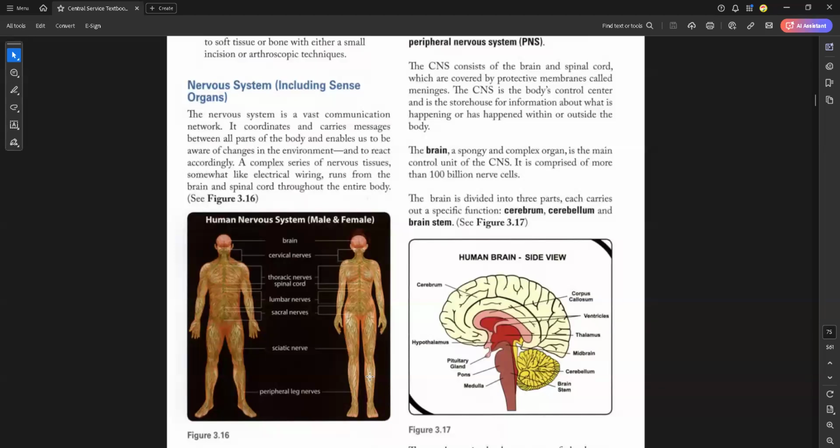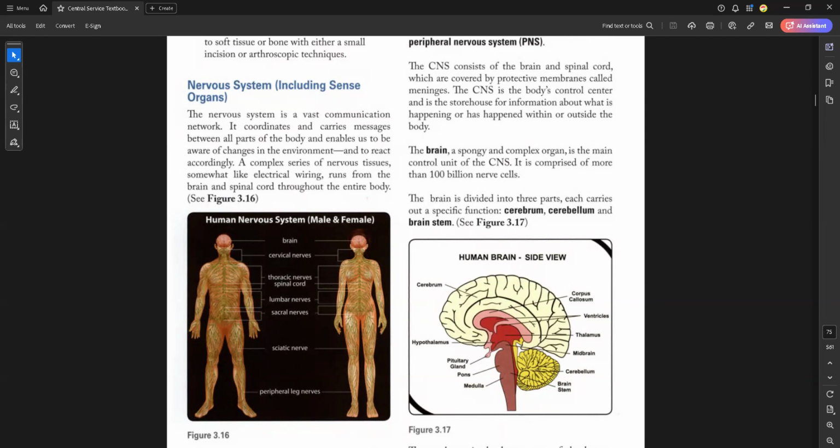So I'm going to read something under the nervous system. It coordinates and carries messages between all parts of the body, enables us to be aware of challenges in the environment and to react accordingly. So your reaction to the pow is that you are going to hide in your closet. The reaction to the eye seeing a snake is that you are going to run out and call for someone to kill the snake. A complex series of nervous tissues, somewhat like electrical wire, runs from the brain and the spinal cord. You see, the brain is the master interpreter.